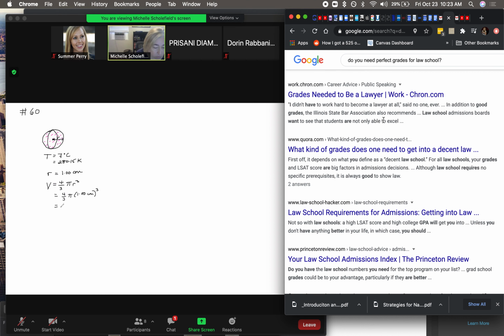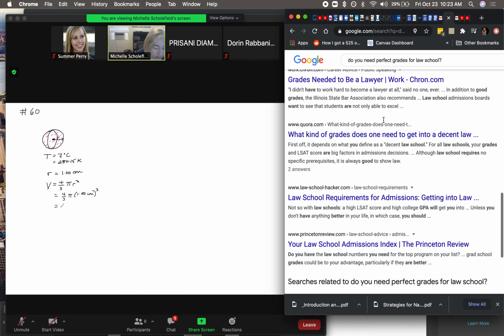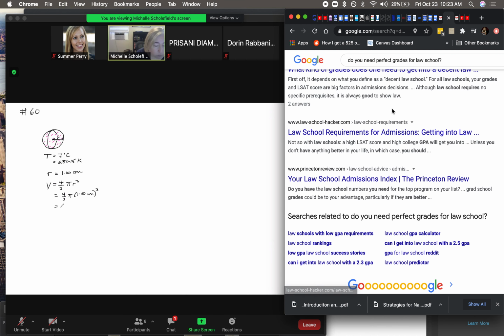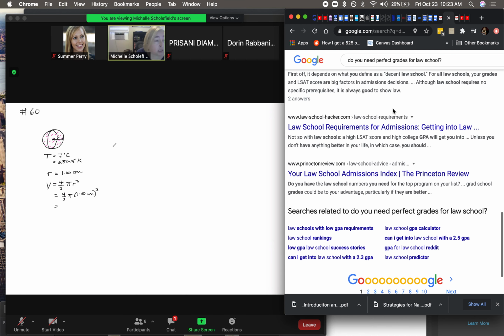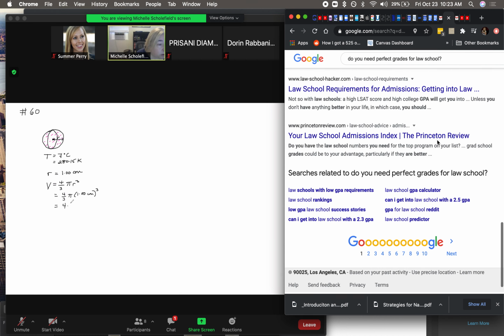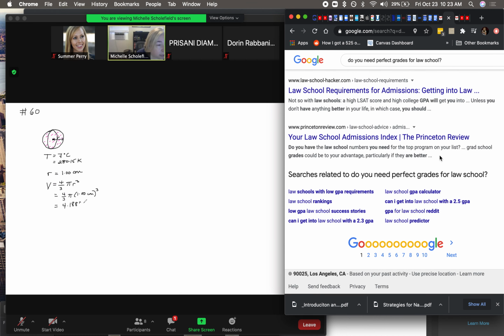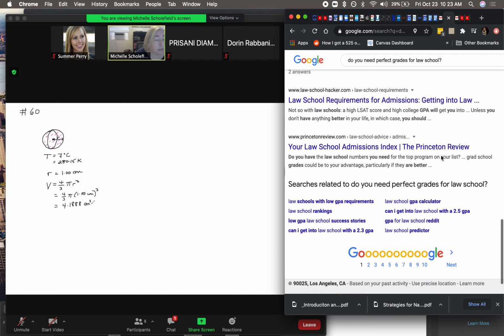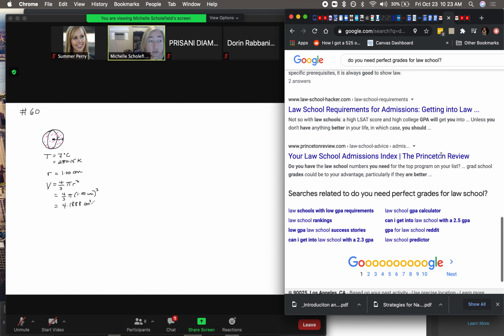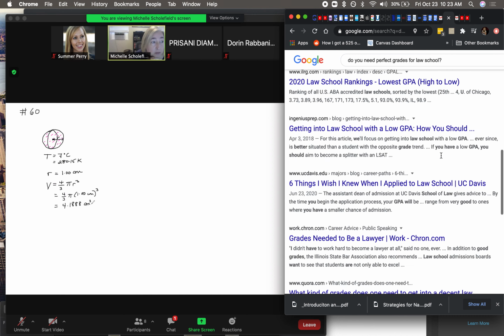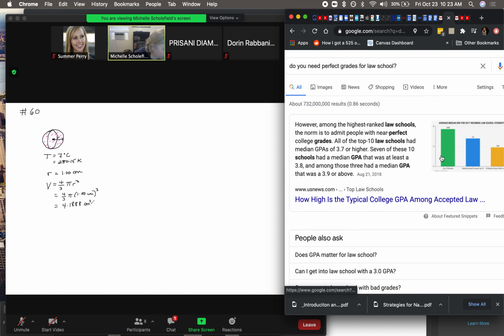So hopefully you guys are working this out. I get 4.1888, and the units are cubic centimeters. I haven't moved on from the first sentence yet. This is just the first sentence of the problem. So now I'm going to move on to the second sentence.